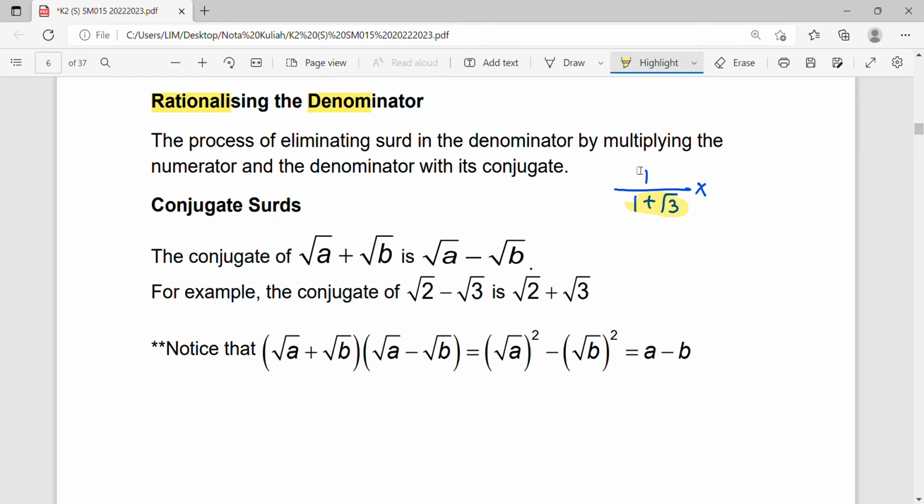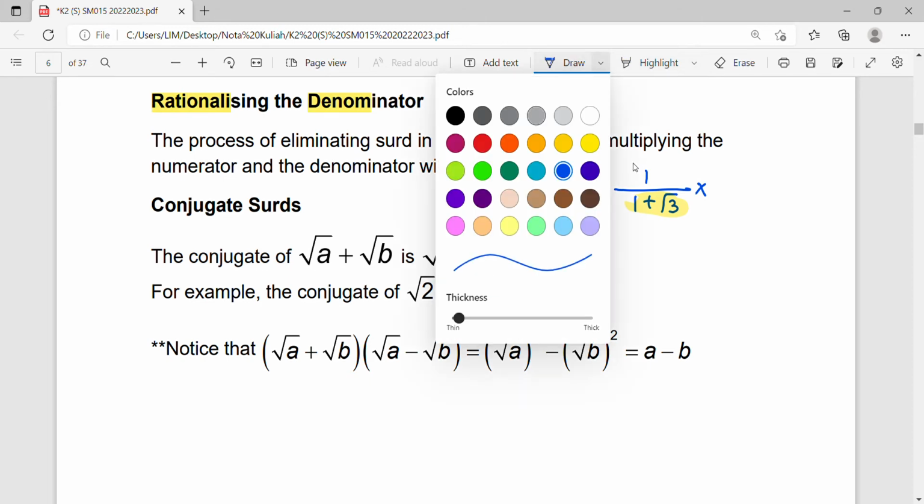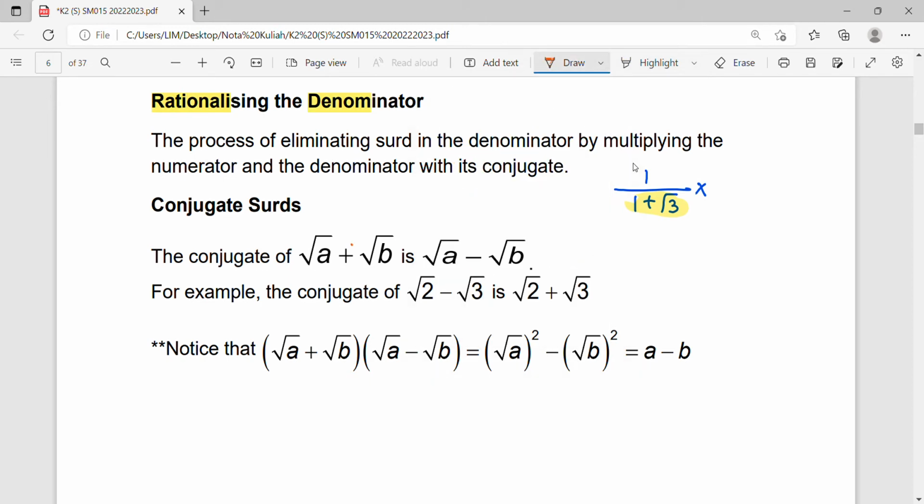So what is the conjugate for a surd number? It will be easier. It will just change the sign. So let's say if surd A plus surd B, the conjugate, change the sign, becomes minus, the opposite sign. So if your surd number is surd 2 minus surd 3, the conjugate becomes positive, change to the opposite sign. This one doesn't care whether it's in front or at the back, just the operation between the surd numbers.